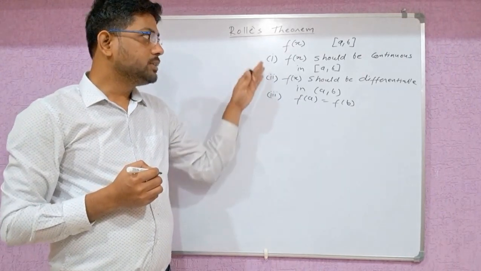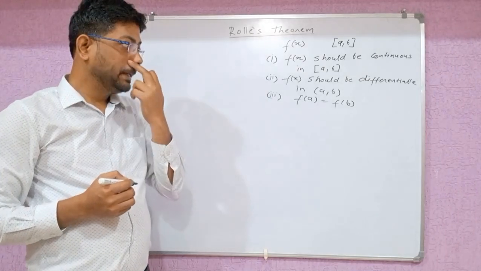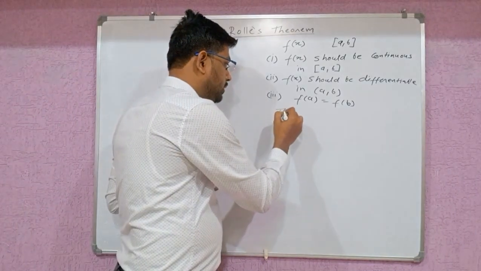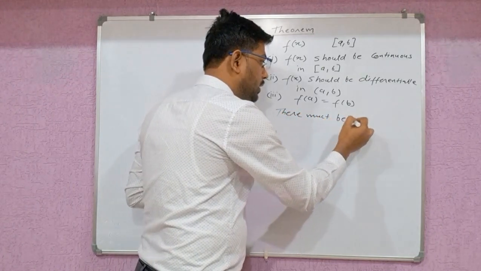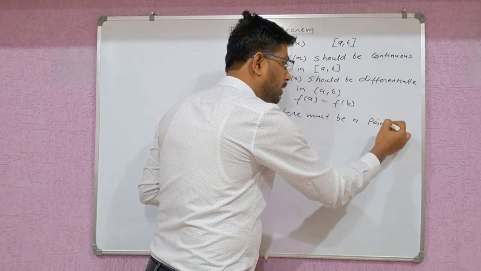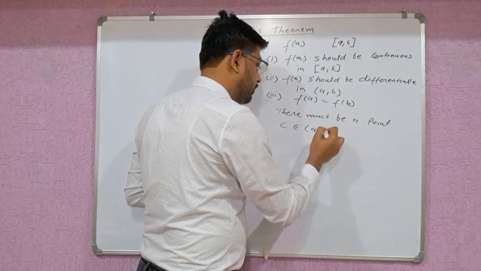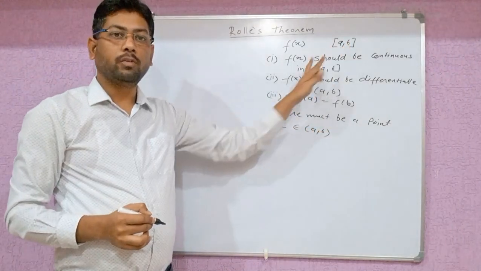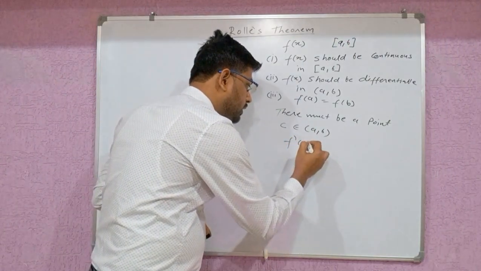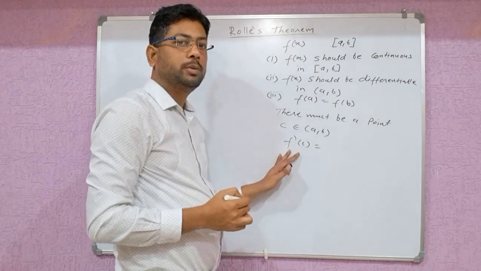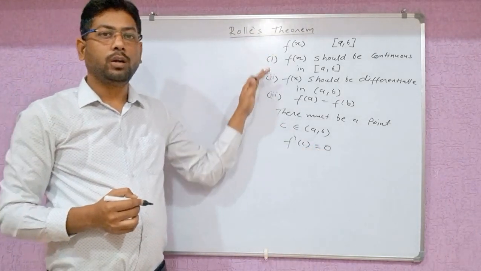If these three conditions are satisfied, then according to Rolle's theorem, there must be a point c in the interval a to b. In this interval a to b, there will be a point c such that f'(c), f dash of c, is equal to 0. So this is the whole statement of Rolle's theorem.